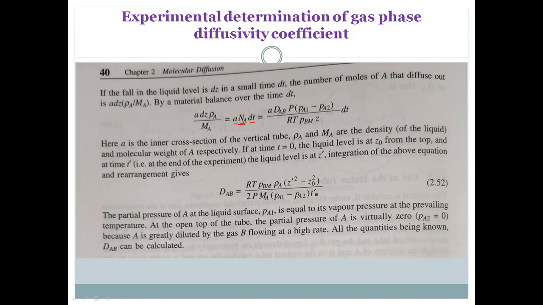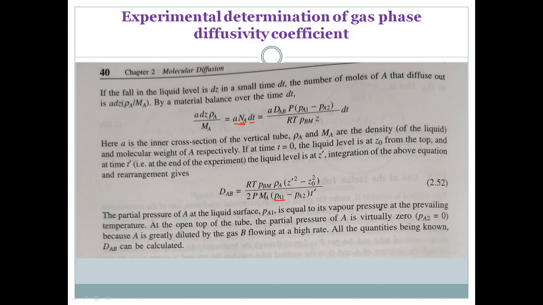So let's say you watch from the start, and after 5 minutes, t dash equal to 5 minutes, the level is z dash, and this is what you get, right? Pa1 will be the vapor pressure of the solute. In this case, if you take acetone, Pa2 will be 0, so that's how we calculate the diffusivity of A through B at that particular temperature. So this is very easy.